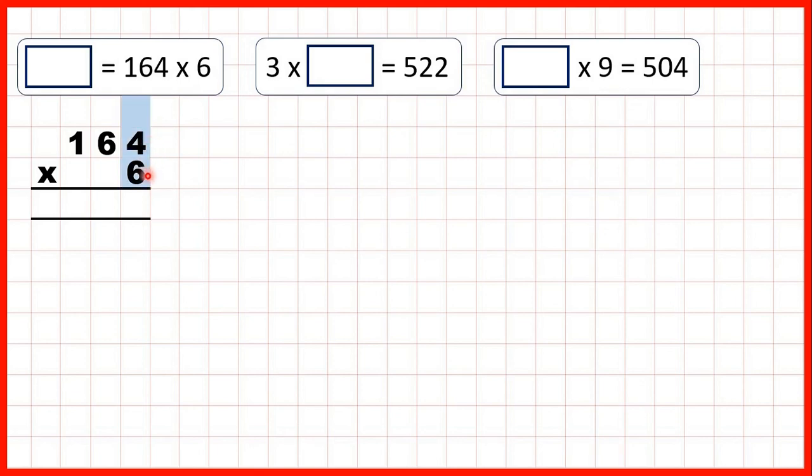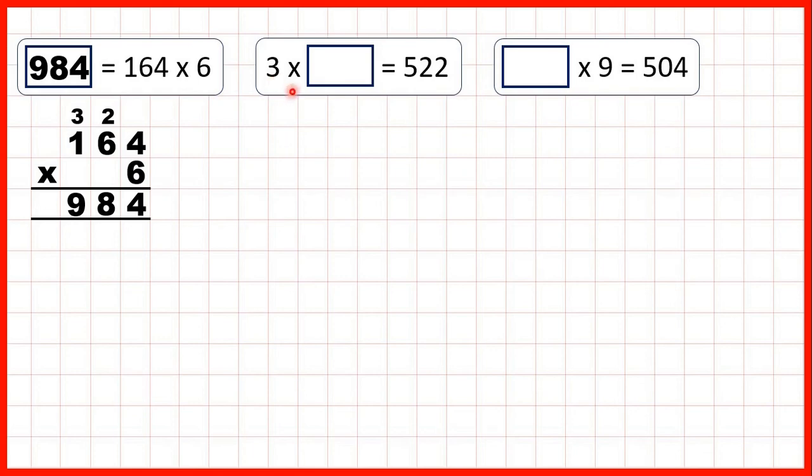4 times 6 is 24, so that's 2, 4, with the first digit above the next digit that we're going to multiply. Then 6 times 6 is 36, but we need to add the 2 that's on top. So 6 times 6 is 36, plus 2 is 38. So we need to write that 3, 8, with the first digit above the next place value column along. So now 1 times 6 is 6, plus 3 is 9. So our answer is 984.